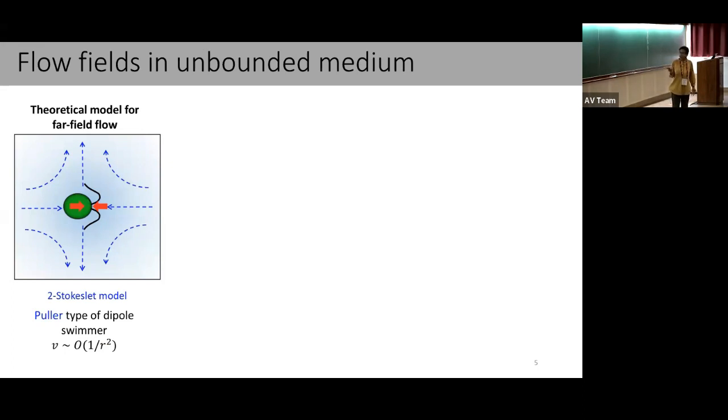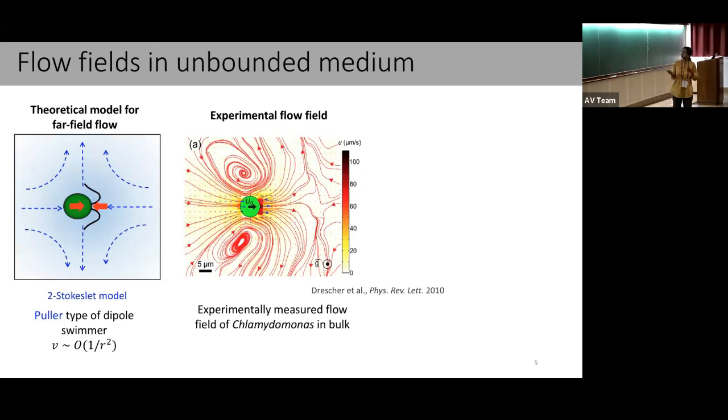Experimentally, when you measure the flow field of this cell in unconfined fluids, you find all this structure. And if you look at the far field limit, you can see that the fluid is being pulled from the front and back and pushed out from the sides.